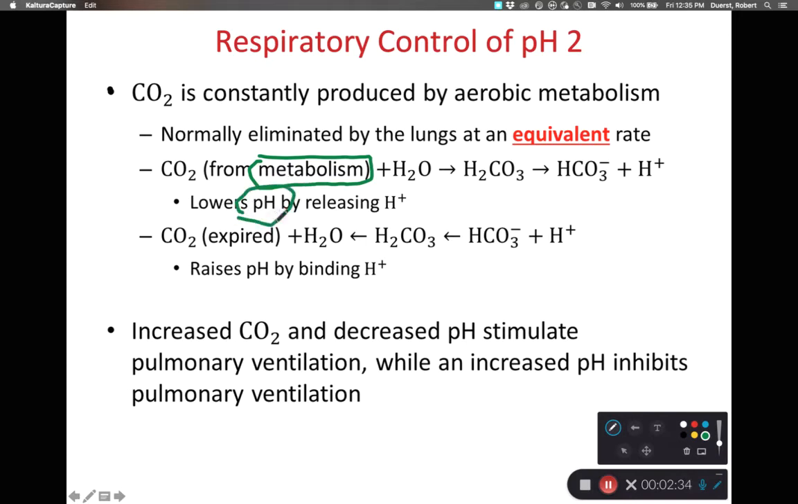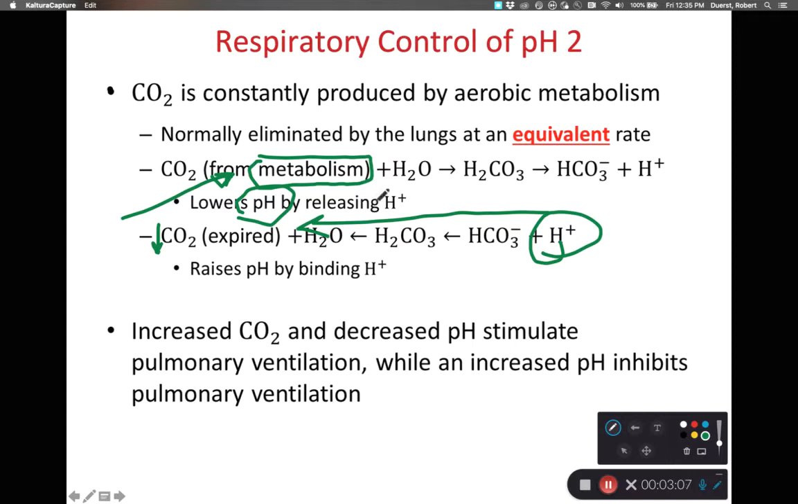And to compensate for that, we need to breathe out more. We need to expire more carbon dioxide. So in response to an uptick in carbon dioxide production, we will respond by increasing the amount of carbon dioxide we expire, and by exhaling that carbon dioxide, we lower the concentration of carbon dioxide, which pushes the chemical reaction this way, ultimately removing hydrogen ions from solution and elevating the pH back up to where homeostasis is supposed to be.